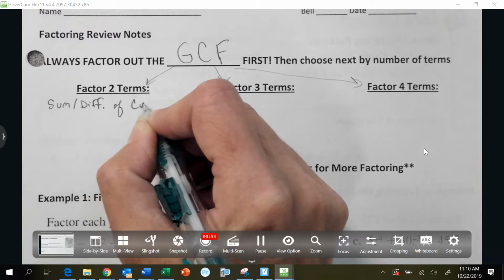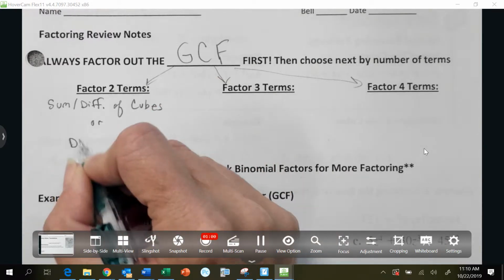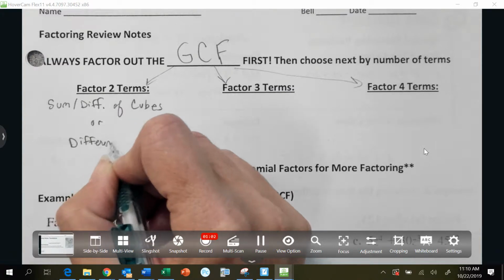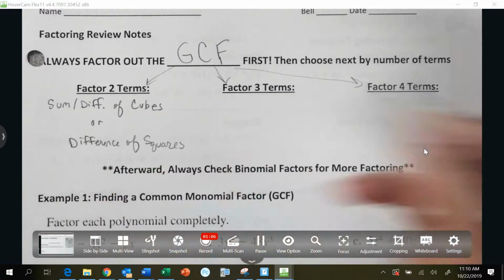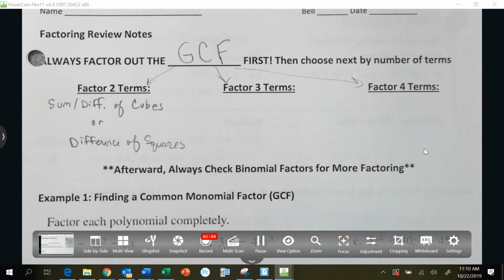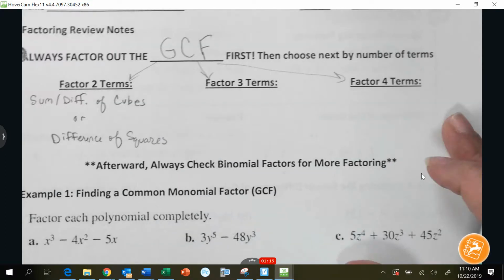of cubes, or you might have a difference of squares. Those are your only two choices when you have a binomial other than GCF. And we will review these in our notes today.